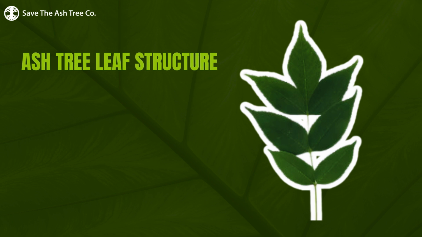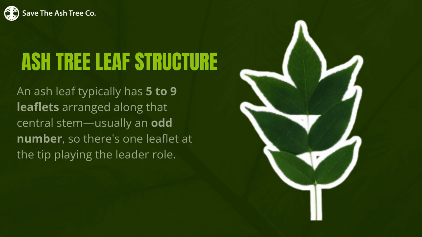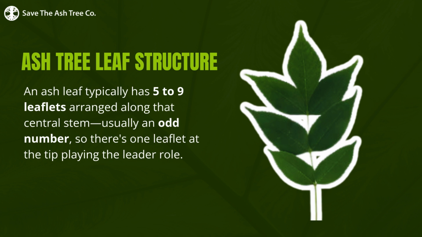Ash leaf structure. All right, let's start with the superstar feature, the ash leaf. Remember from part 1 that ash trees have compound pinnate leaves? Well, let's get specific. An ash leaf typically has 5 to 9 leaflets arranged along that central stem, usually an odd number, so there's one leaflet at the tip playing the leader role. Picture a feather or a fishbone, but make it botanical.